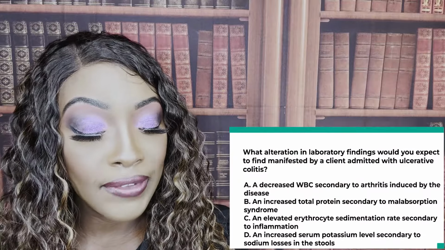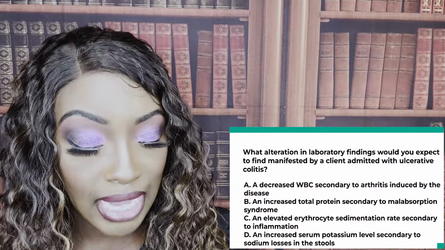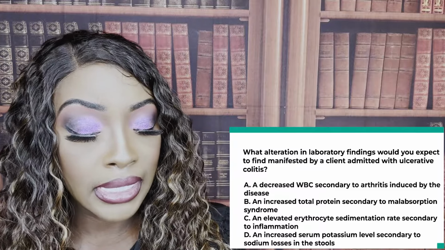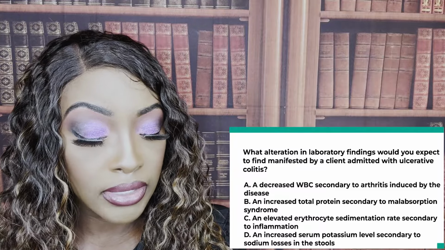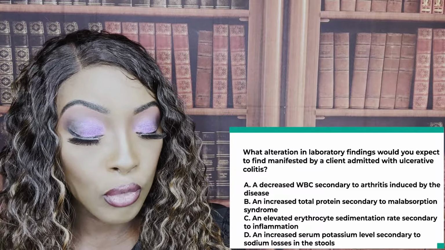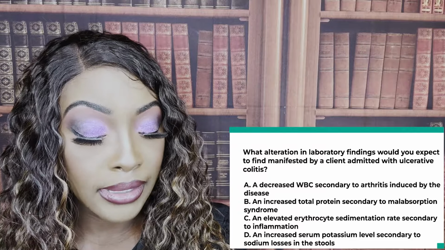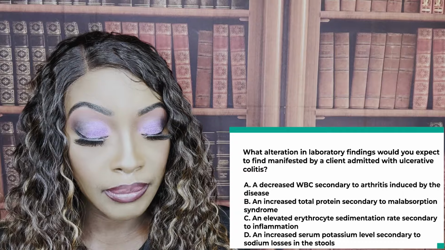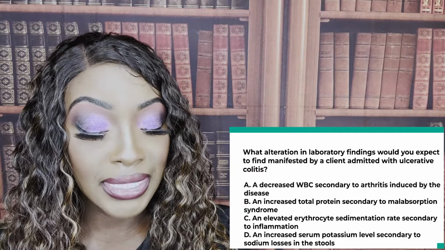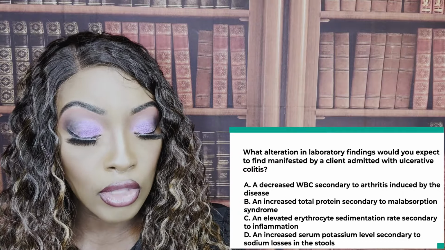What alteration in lab findings would you expect to find manifested by a client with ulcerative colitis? A, decreased WBC secondary to arthritis induced by the disease. B, increased total protein secondary to malabsorption syndrome. C, elevated erythrocyte sedimentation rate secondary to inflammation. D, increased serum potassium levels secondary to sodium losses in the stools.